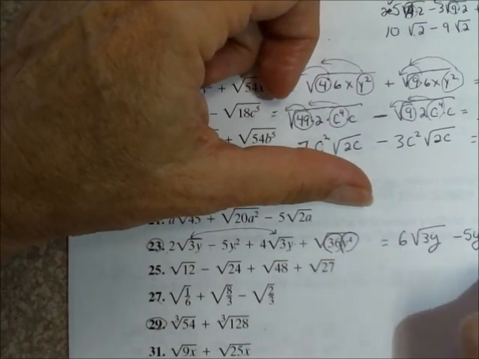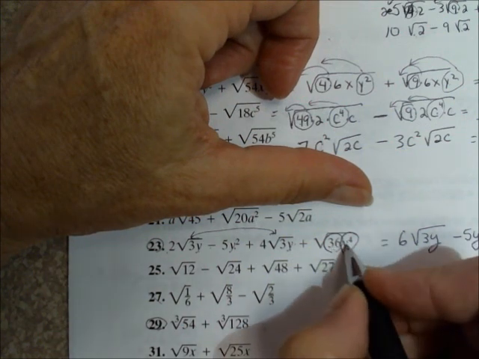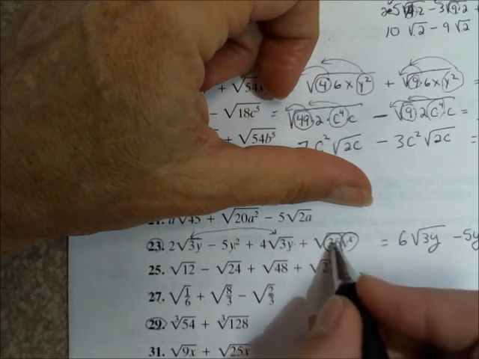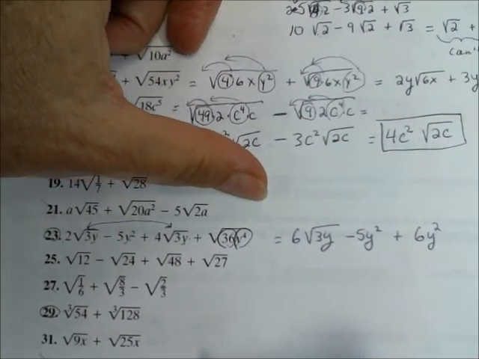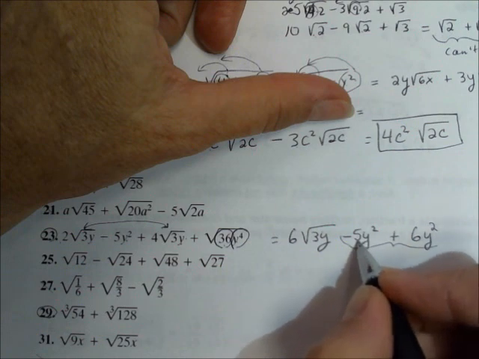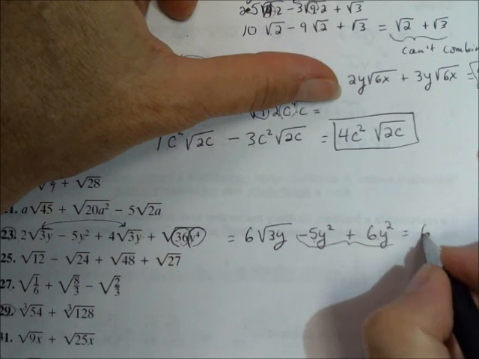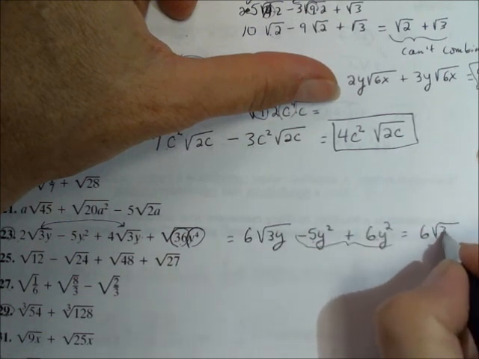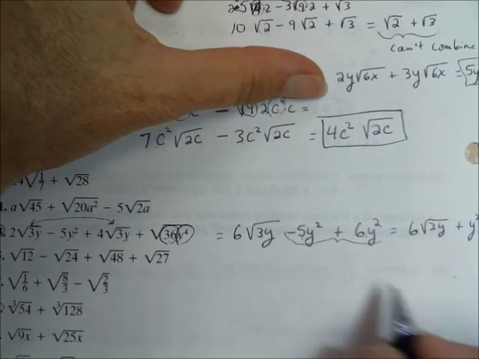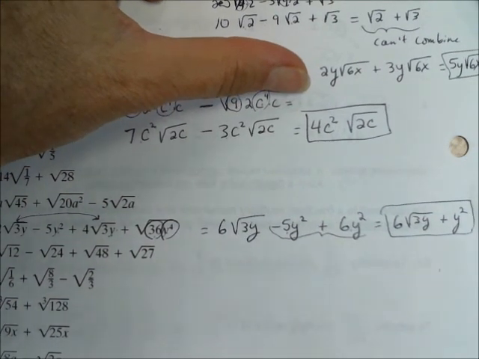And then I have to add to that, the square root of 36 is 6. The square root of y to the 4th is y squared. And there's no more radical because we don't have anything left that we didn't circle. And now I have like terms that I can combine. A negative 5y squared and a 6y squared is just 1y squared. So our final answer is 6 square root of 3y plus y squared. Those two can't be combined because they're not alike.